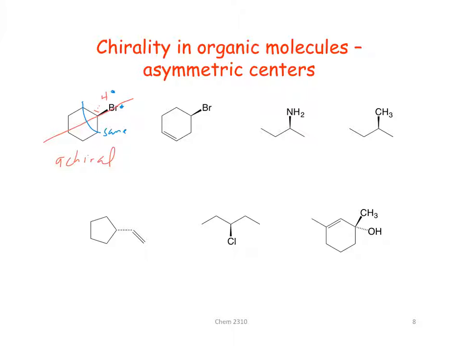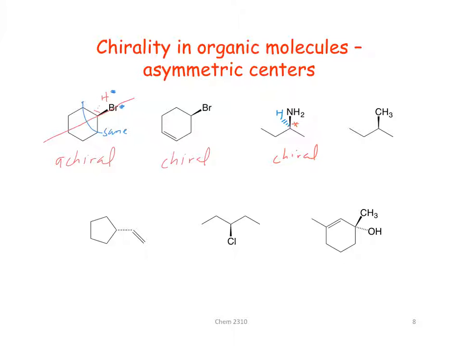Alright, what about the next one? We just added a double bond in there. This one is now chiral. Alright, just by adding that double bond, there's no longer a plane of symmetry through here. Alright, what about the next one? Okay, so this one is chiral. Right, here's our asymmetric center, because it has a methyl, it has an ethyl, it has the amine, and it has an H. Okay, 4 different groups.